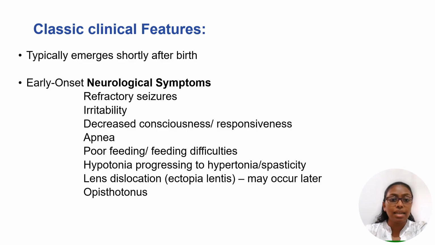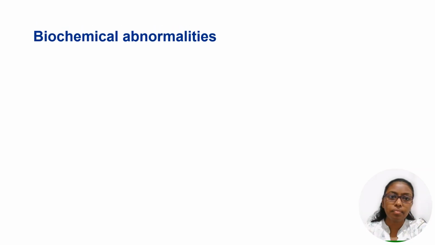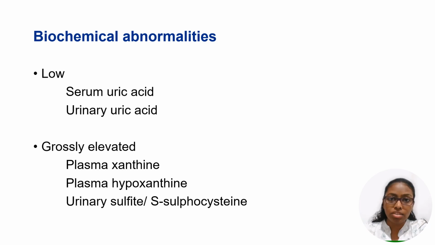Ectopia lentis is a classical but variable feature. It may appear later. Opisthotonus can be observed in severe cases. Dysmorphic features may be less frequent and non-specific. Key biochemical abnormalities include very low serum and urine uric acid due to xanthine dehydrogenase deficiency, leading to accumulation of plasma xanthine and hypoxanthine. Elevated urinary sulfite or sulfocysteine reflects concurrent deficiency in sulfite oxidase.